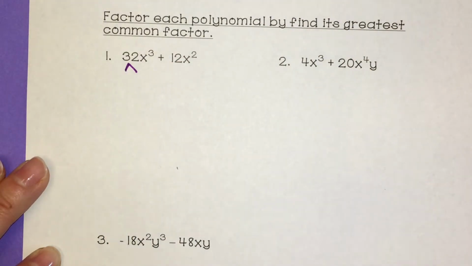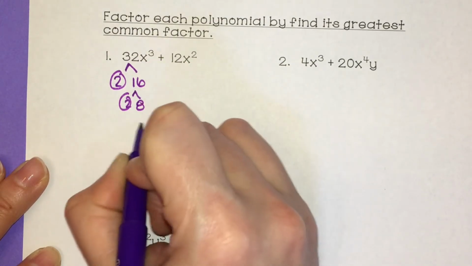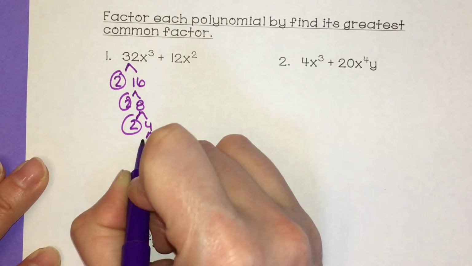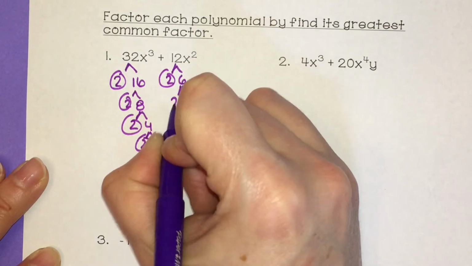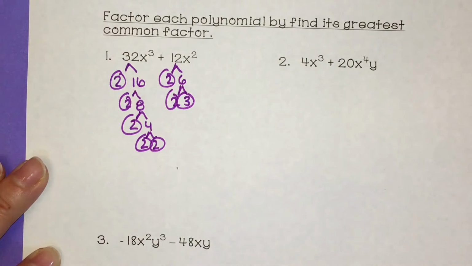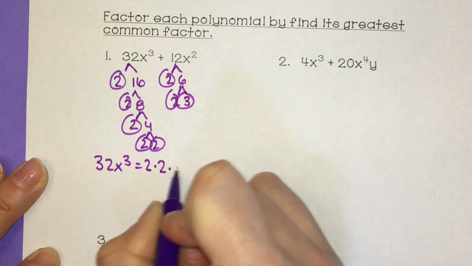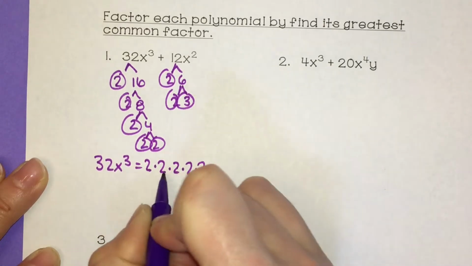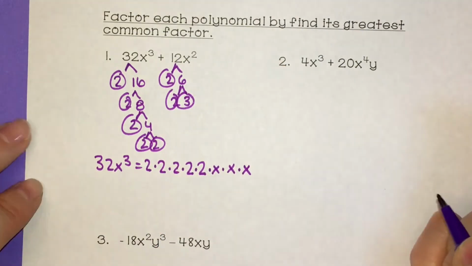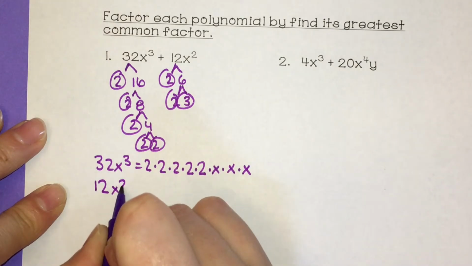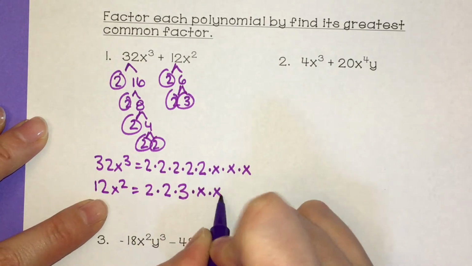32. I'm going to break this one down to 2 times 16. 16 is 2 times 8, 2 times 4, and 4 is 2 times 2. 12 gives me 2 times 6, and 6 is 2 times 3. So that means 32x cubed is 2 times 2 times 2 times 2 times 2, just making sure I got all of them, multiplied by x times itself 3 times. 12x squared is 2 times 2 times 3, multiplied by x times itself twice.